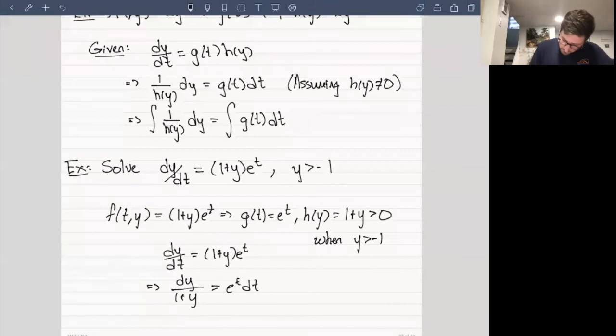I can slap an integral on that. And now what I have is the integral of 1 over 1 plus y and the integral of e to the t. And you can see that they have different integrable variables. In the left-hand side, it's y. In the right-hand side, it's t. But nonetheless, we can solve these things. The first one, you might have to do a substitution of 1 plus y, but I'm going to skip that step. And I'm going to say that that integral is actually equal to the natural logarithm of 1 plus y.